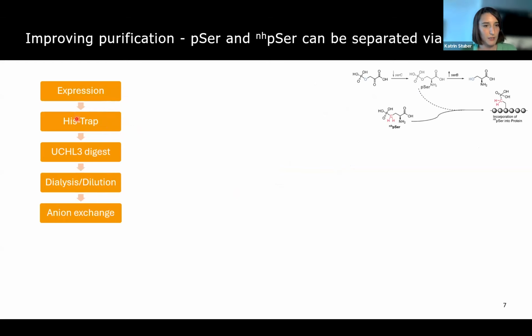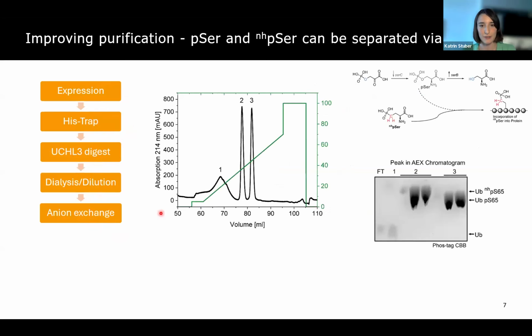So we have our C-terminal his tag to get only the full-length product. We can tracelessly remove the his tag by this deubiquitinase. And as a last step, we then have an anion exchange chromatography with a pH gradient. And this is how it looks.